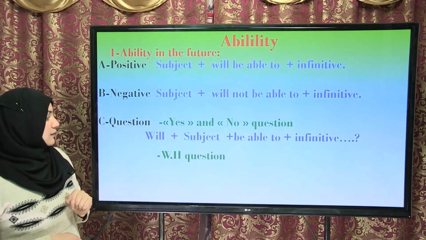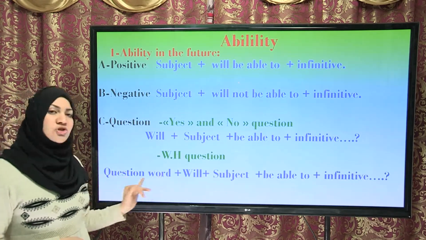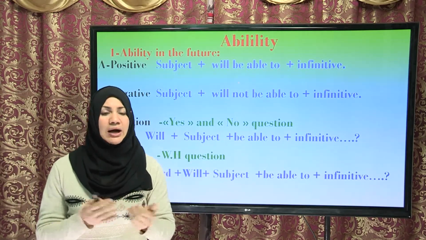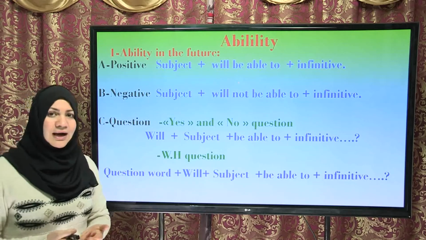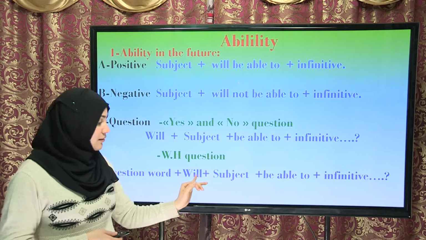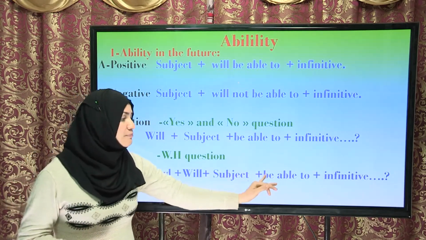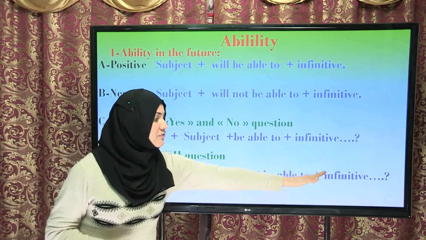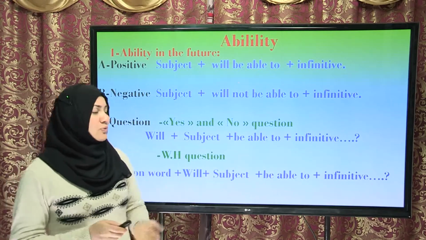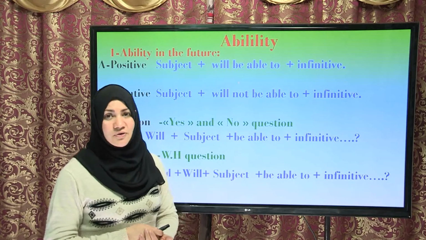Then the WH question, of course we have all the question words: what, when, where, why, who, how. All the question words plus will plus subject, you, he, she, it, plus be able to plus infinitive, the rest of the sentence and question mark. We will see together some examples concerning future ability.